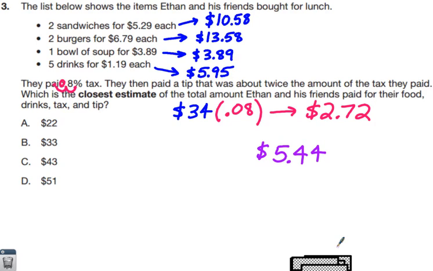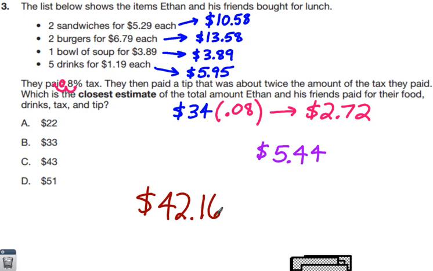So again, it was the $34 bill, the tax, and the tip. If we add all that together on my calculator, we're going to get a grand total of $42.16.